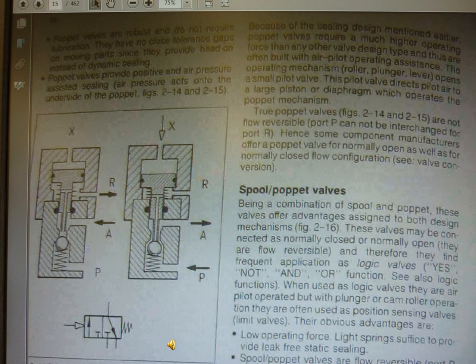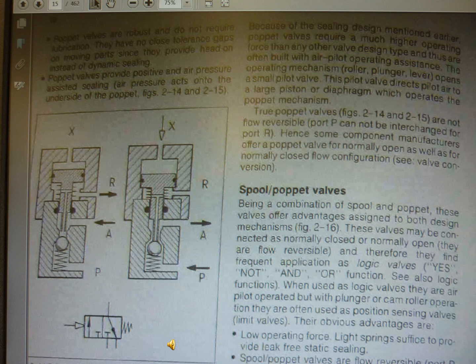So two poppet valves are not flow reversible and the P cannot be interchanged for the R. Some common manufacturers offer the poppet valve for normally open as well as for normally closed, and the flow configuration. The poppet valve provides a positive air pressure and assists as a sealing. Poppet valves swing the positive air pressure, damage to the total flow configuration.